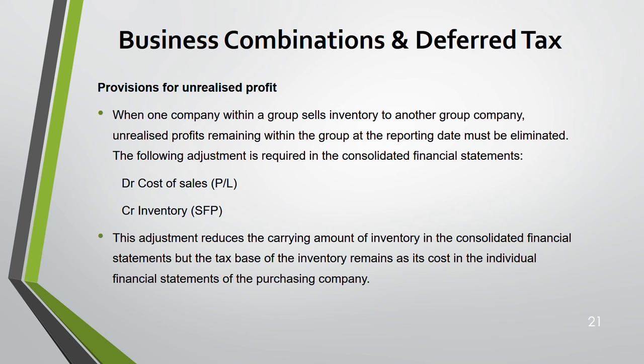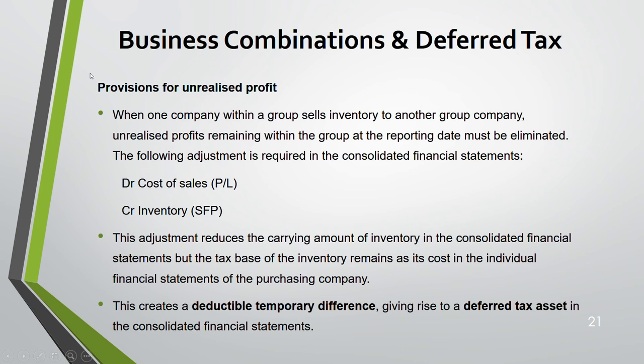But the tax base is at the cost only. This provision of unrealized profit will not have an impact on the tax base. Remember, it will remain at the cost of the stocks only in the individual financial statements of whoever has purchased it. So what you need to remember is this creates a deductible temporary difference, or you can say deferred tax asset. Provision for unrealized profit will always create a deferred tax asset. Now let's do a question on provision for unrealized profit.